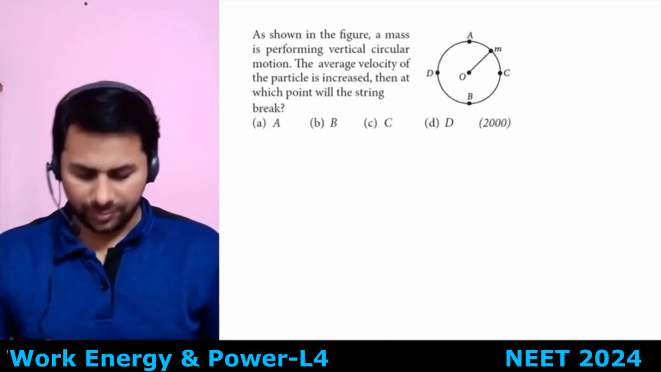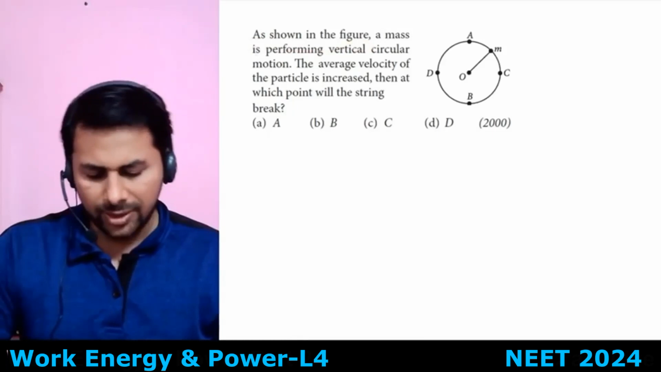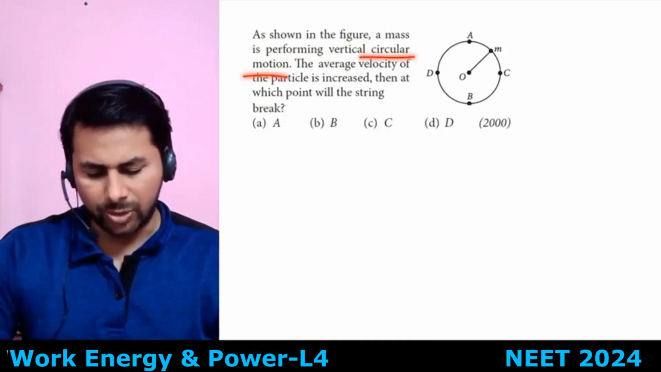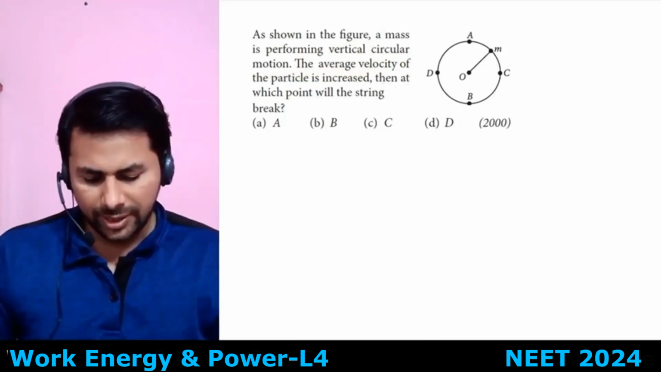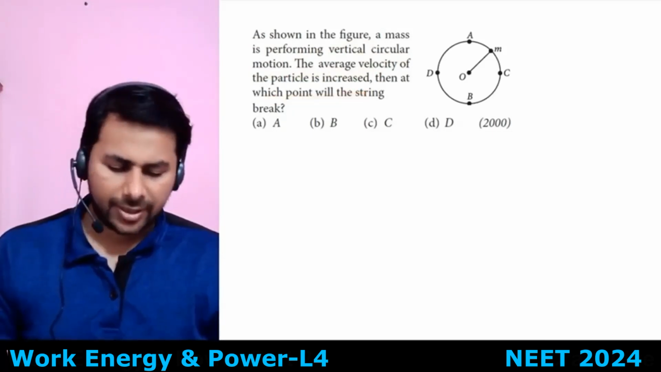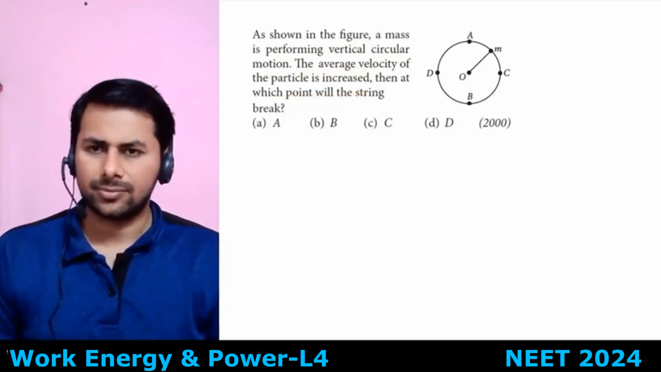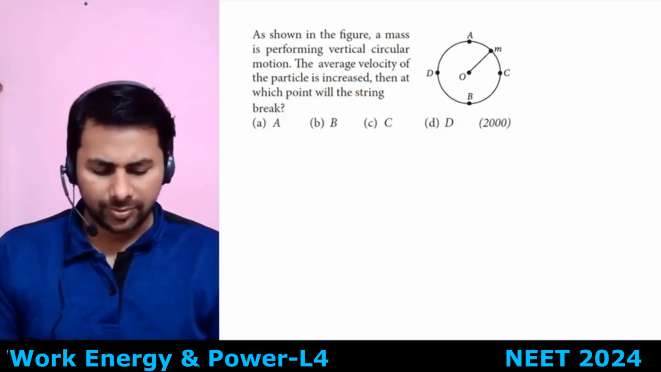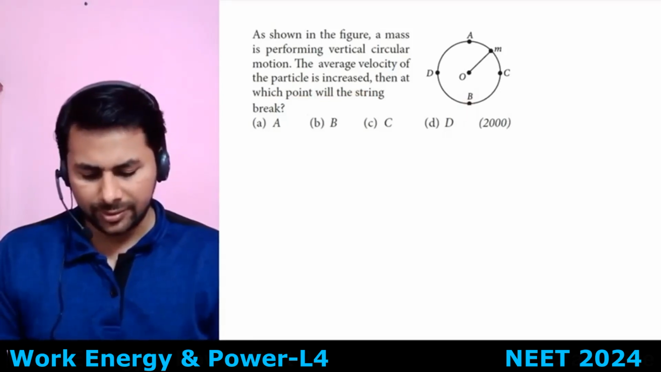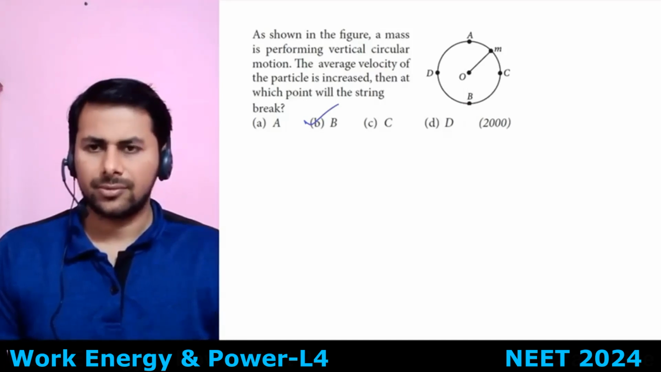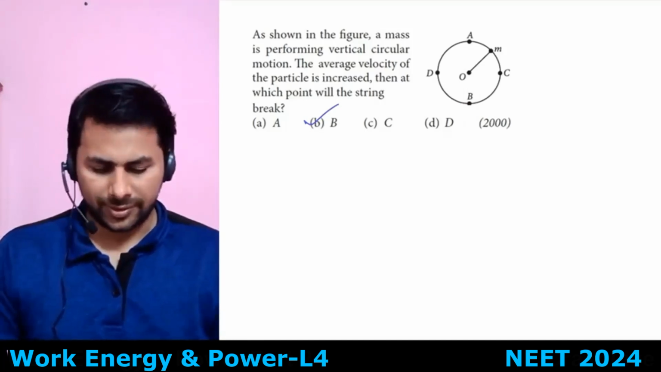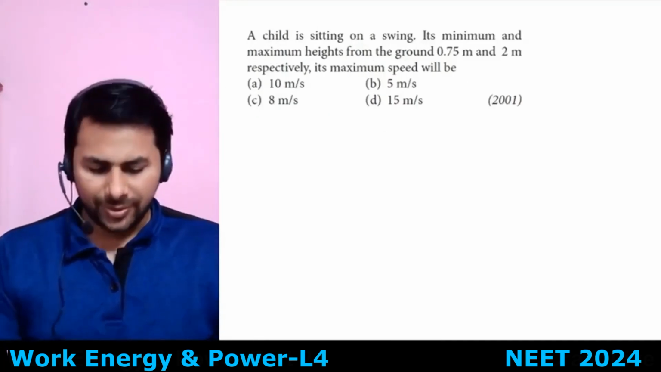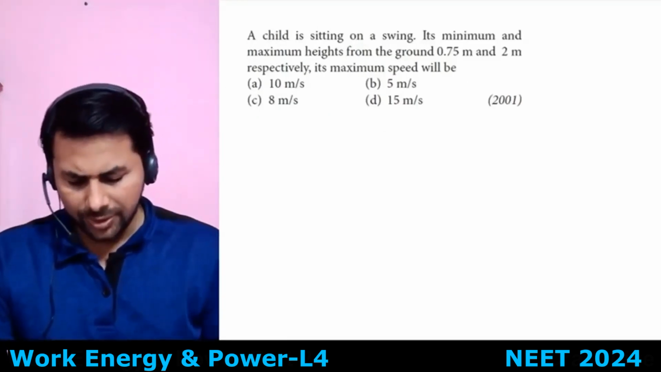Let's see the next one. As shown in the figure, a mass is performing vertical circular motion. The average velocity of the particle is increased, then at which point will the string break? Most likely to break, it's point B, right? That is a repeated question. Next one.